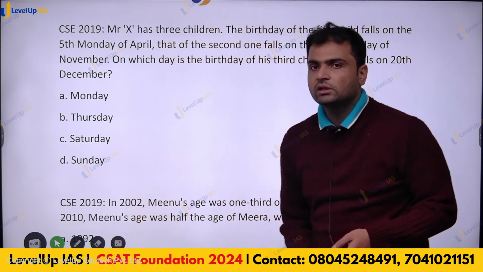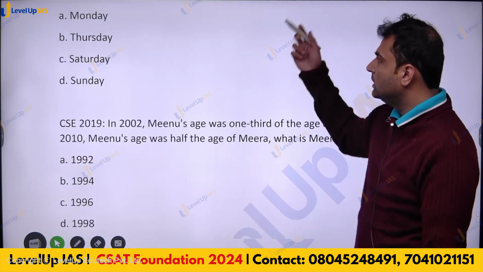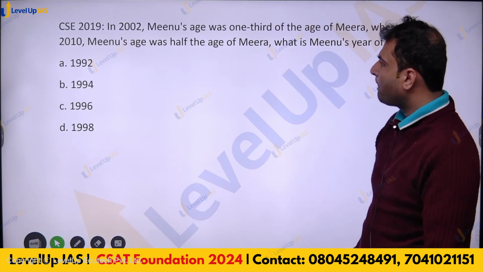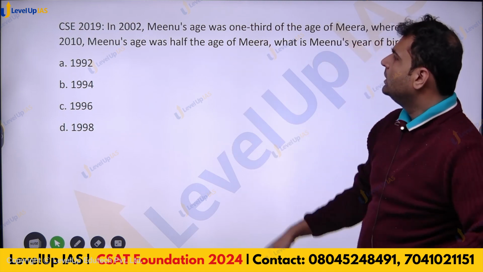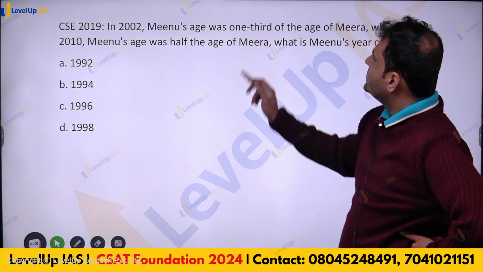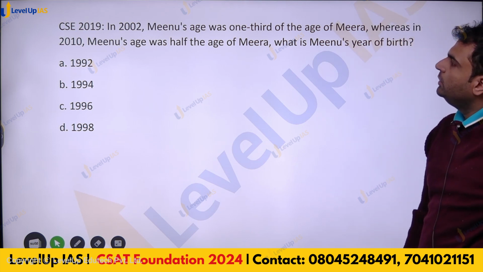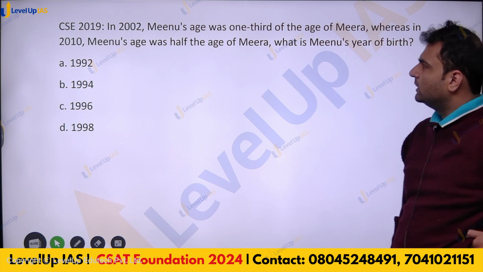So you really need to analyze and understand this chapter well to solve this question. In actual examination conditions, you could have left this question alone, because there are enough easy questions in that year's CSE paper. Next, this is not a calendar question per se, but let us do it anyway. In 2002, Meenu's age was 1/3 of the age of Meera, whereas in 2010, Meenu's age was half that of Meera. What is Meenu's year of birth?